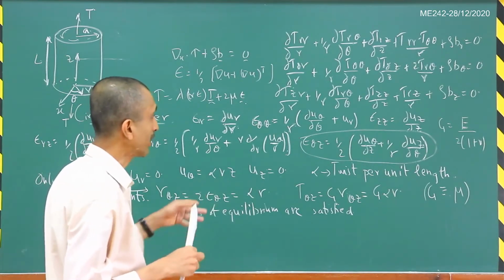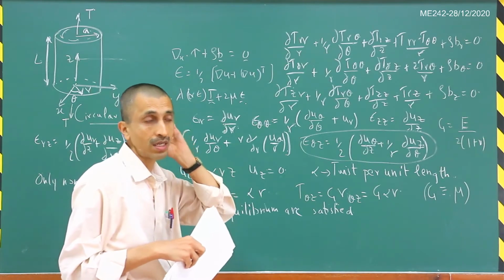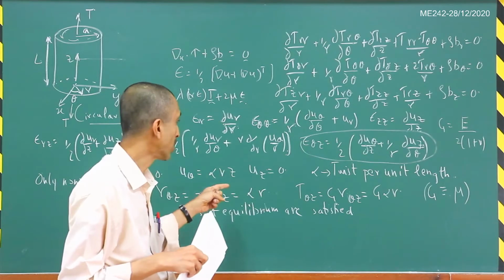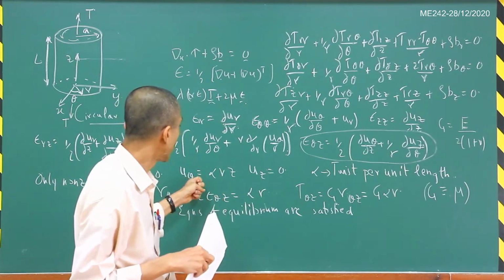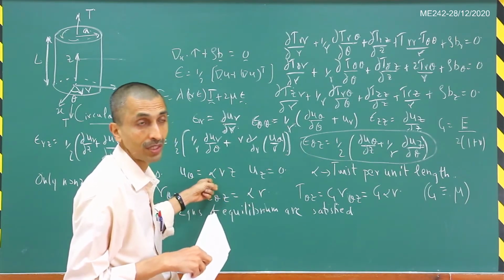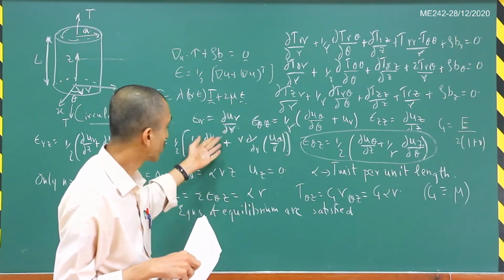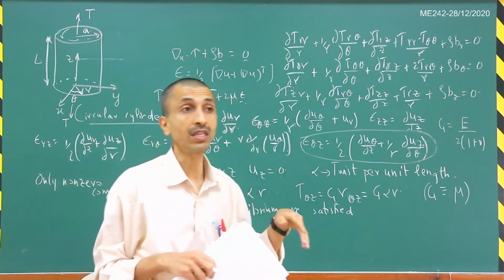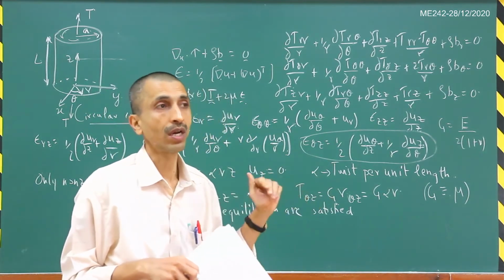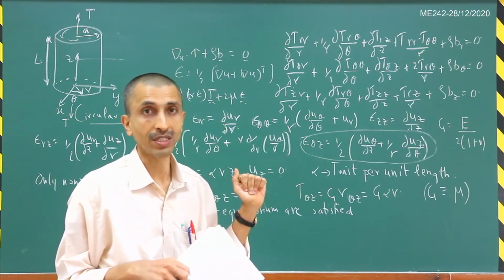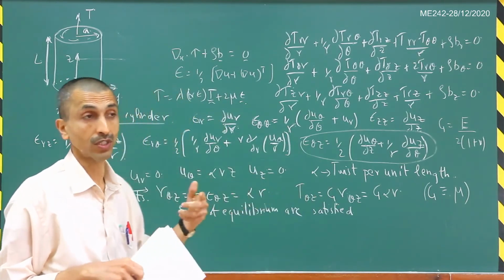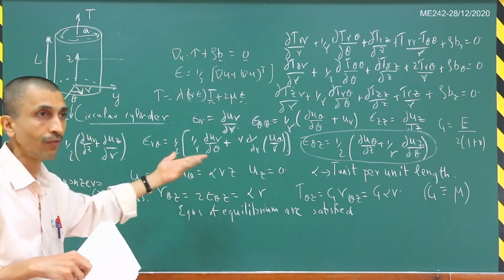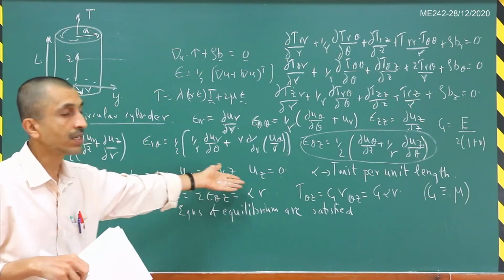So one thing to note here is that we do not need to check the compatibility relations, because we are starting from the displacement field, right? And so we are deriving the strain field from the displacement field. Suppose we had guessed the stress field, then we would need to ensure that compatibility relations are satisfied, as we were doing in the Airy stress function approach. But here, since we are starting from a compatible displacement, we don't need to check for compatibility, because this is already a single valued displacement, right?